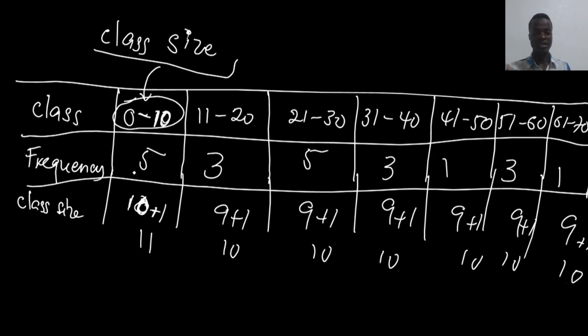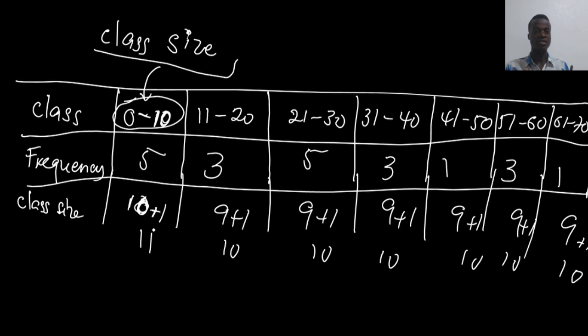But if these items are already in class boundary form, what you basically do is just the upper class boundary minus the lower class boundary. There's no plus 1 there. Indirectly, the plus 1 has been done when you convert from class limit to class boundary. But there's no plus 1 for that.